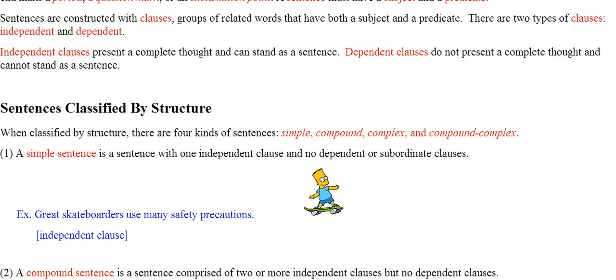Great skateboarders use many safety precautions. This is an independent clause. It has one subject and one predicate and no subordinate clauses.